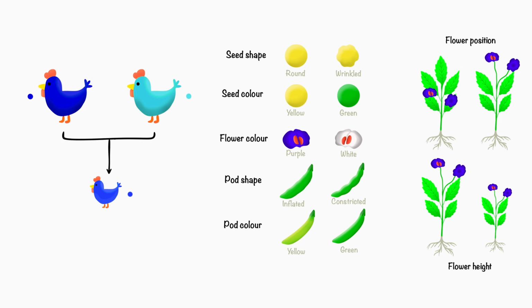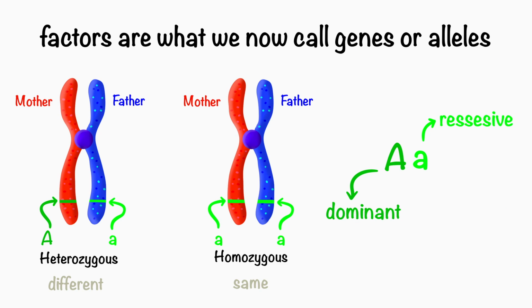Through these painstaking experiments, Mendel observed that traits weren't simply blended together in offspring as was commonly believed at the time. Instead, traits appeared to be passed down as discrete units that remained unchanged from generation to generation. Mendel called these units factors, what we now know as genes.